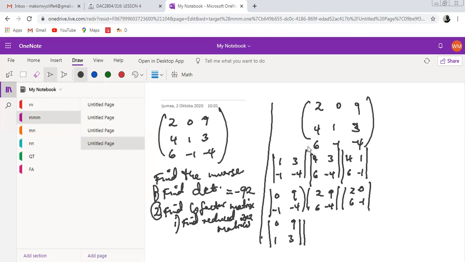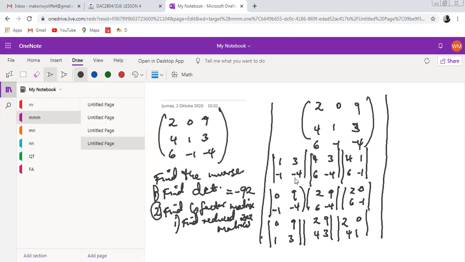Come here, delete this 2, 9, 4, 3. Come here, delete this 2, 0, 4, 1. Remember, we are finding the cofactor matrix. So after doing that, we can get the determinants of these 2 by 2 matrices.